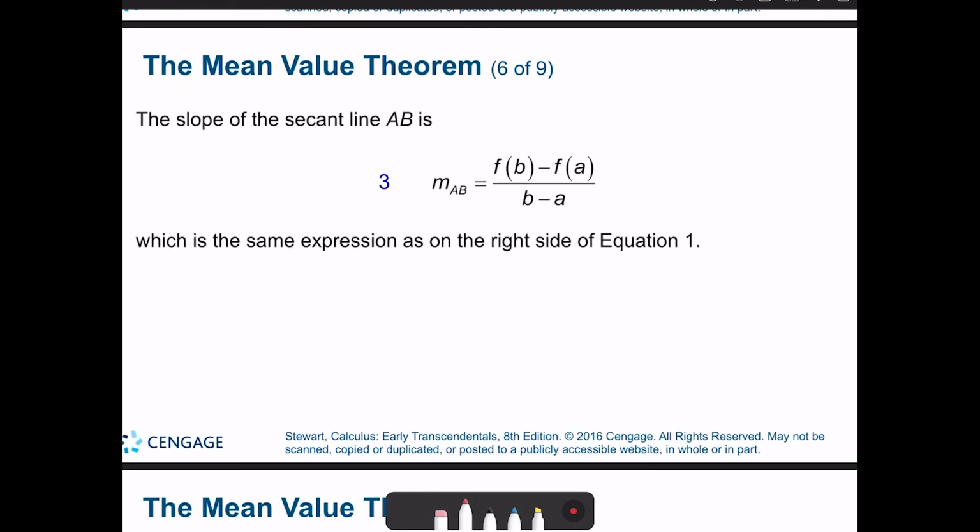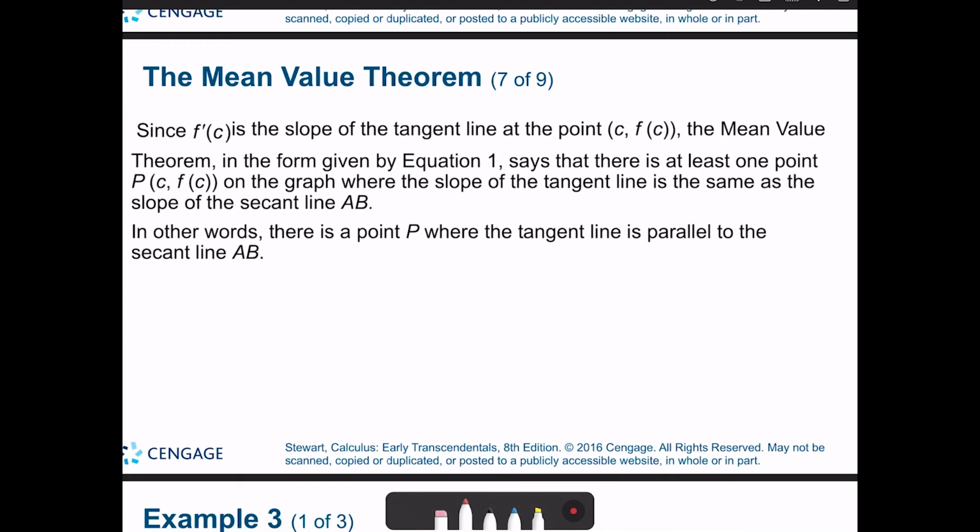So the slope of the secant line from A to B, the slope of the line between A and B, is y2 minus y1 over x2 minus x1. Great, we've known that for years. Since the first derivative evaluated at c is the slope of the tangent line at that point, c comma f of c, the mean value theorem in the form given by equation 1 says that there is at least one point such that the slope of the tangent line is the same as the slope of the secant line.